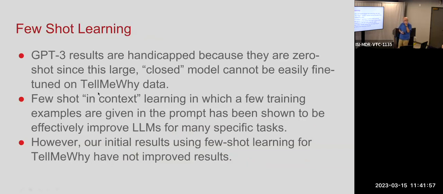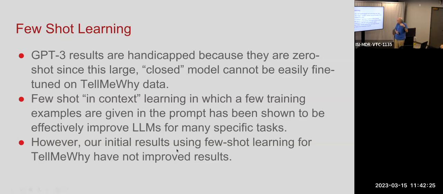Okay, few shot learning. I said I'd get back to GPT results being handicapped because they're zero shot. But these are large, sort of quote closed models. I told Ulf I'd use my joke that OpenAI should be renamed Closed AI. They cannot be easily fine-tuned on the data. So we can do few shot in context learning though, right? In which a few training examples are given in the prompt, and that's been shown, we all know, to improve a lot of these problems with large language models.